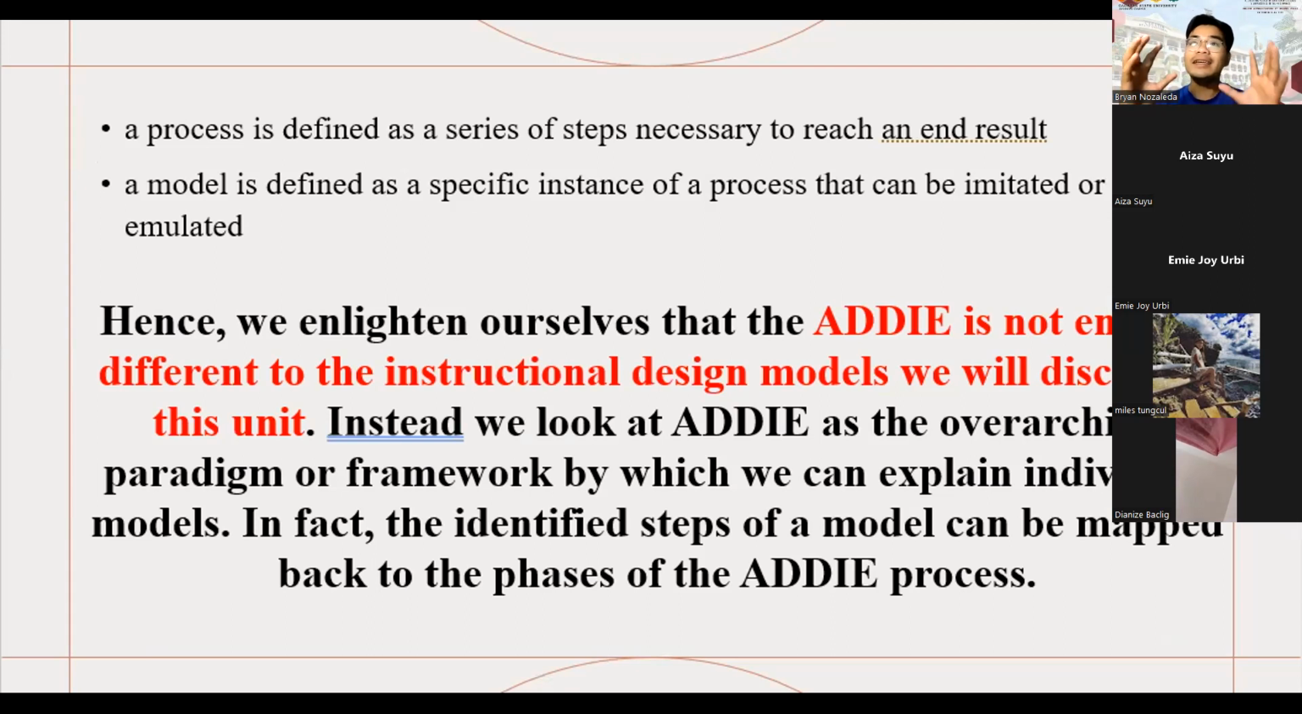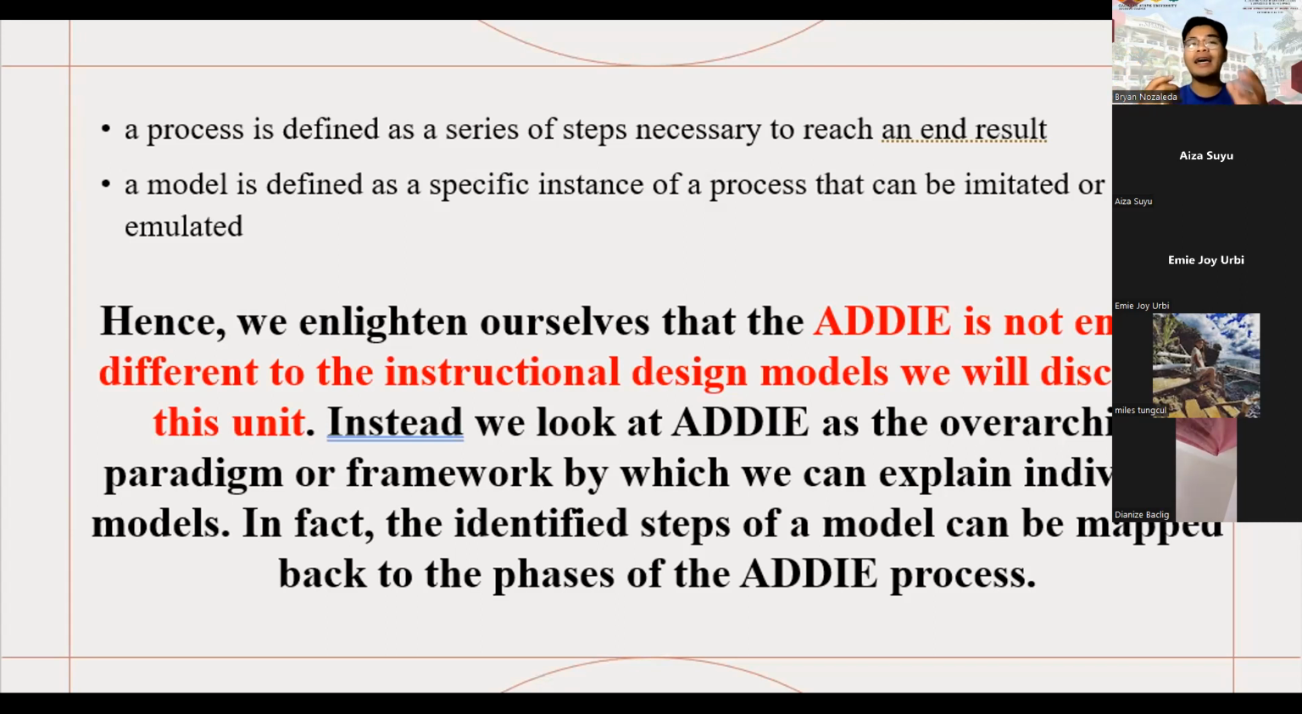Okay? But ADDIE is not a model, but it is more of a process. Even the very author or the very developer of ADDIE described that ADDIE is not a model, but it is a process. So in our understanding of the instructional design models, we have to enlighten ourselves that ADDIE is not entirely different to the instructional design models that we will be discussing in this unit. Instead, we look at ADDIE as the overarching paradigm or framework by which we can explain individual models.